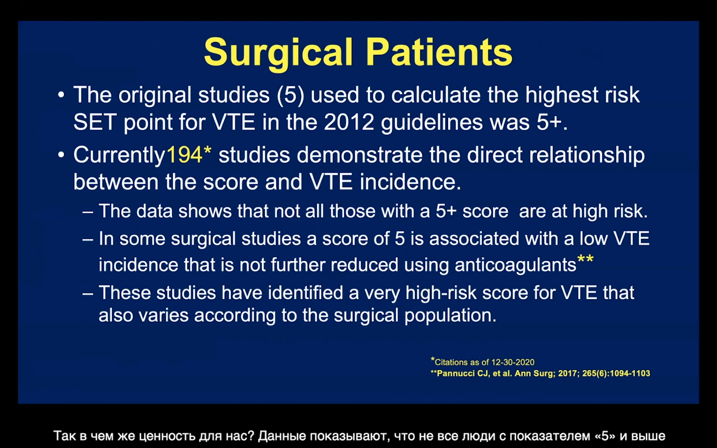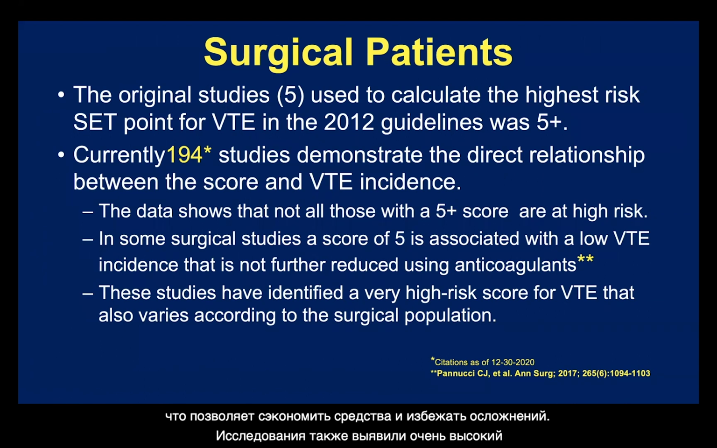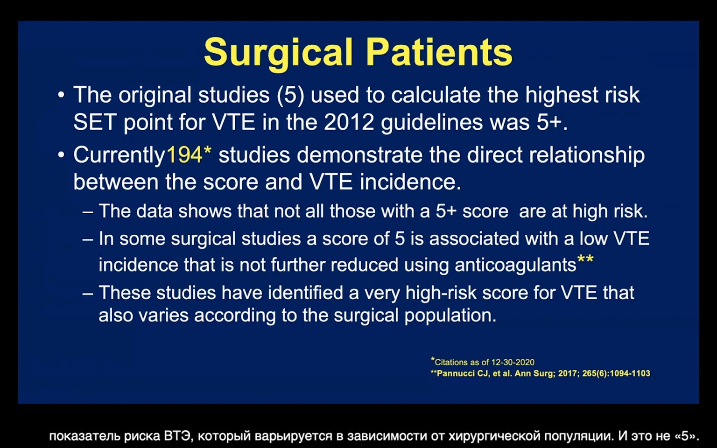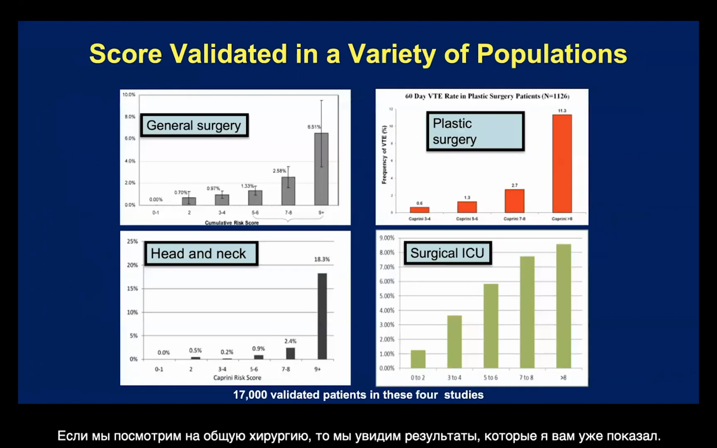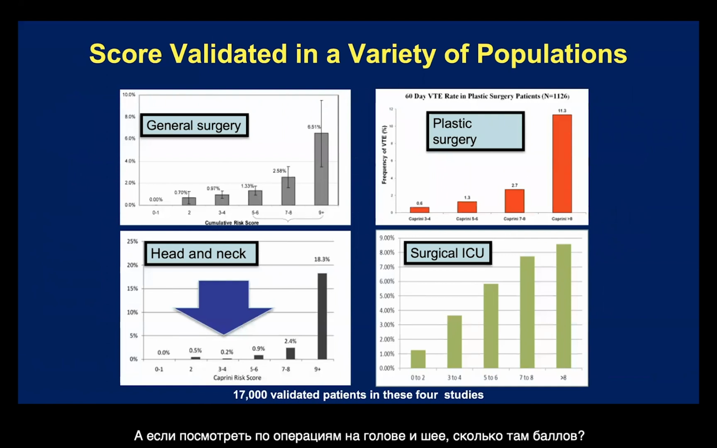The data shows that not all those with a score of 5 and above are high risk. In some surgical studies, a score of 5 is associated with a low risk, and this incidence is not further reduced using anticoagulants. What that means is you don't have to use anticoagulants in those patients and spare the cost and the complications. And the studies have identified a very high risk score for VTE that also varies according to the surgical population. It's not 5 anymore. And if we take a look in general surgery, we can see the results that I've already shown you. If you look down here in head and neck surgery, what is a score of 5?